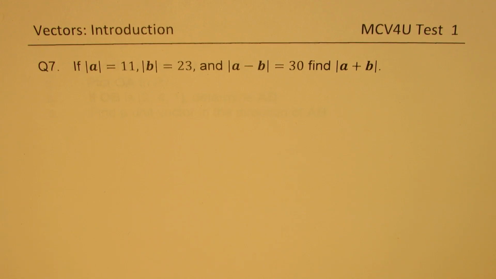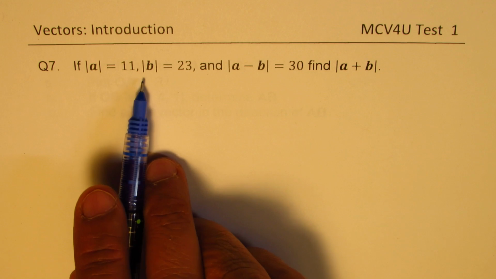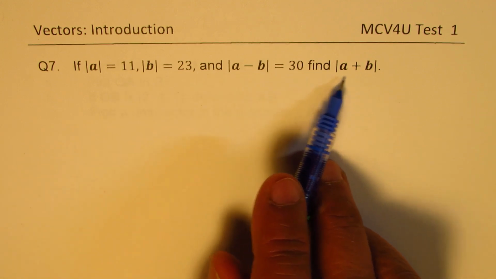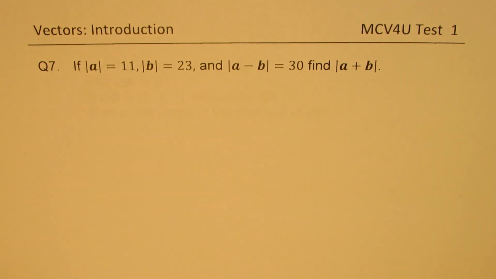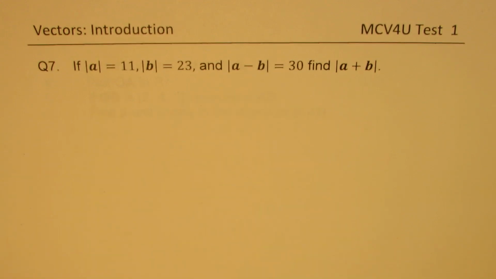Question number 7. If magnitude of A is 11 and magnitude of B is 23 and A minus B is 30, find what is A plus B. Right? Now, so in this case, what we could do here is, one, let's understand the situation.